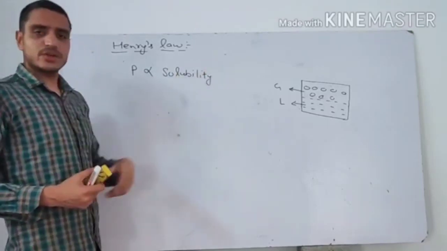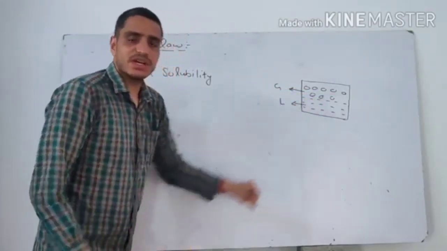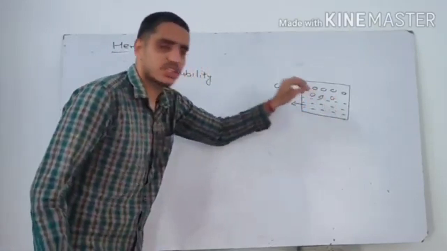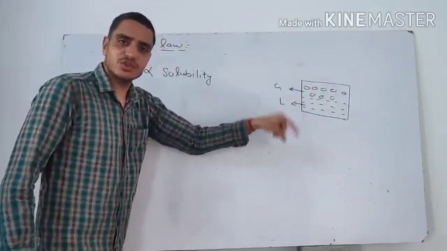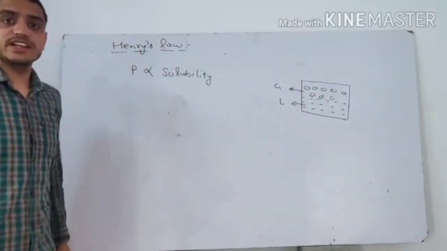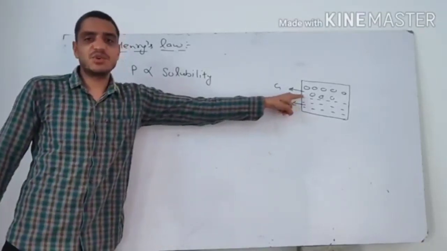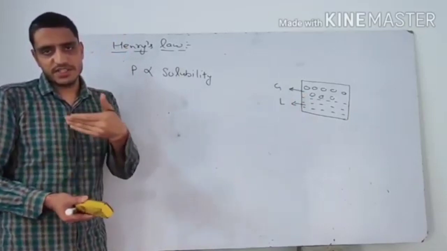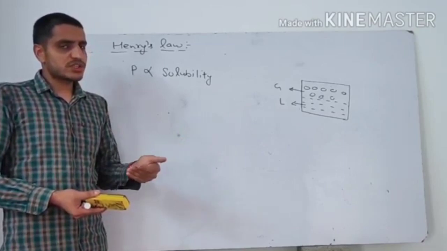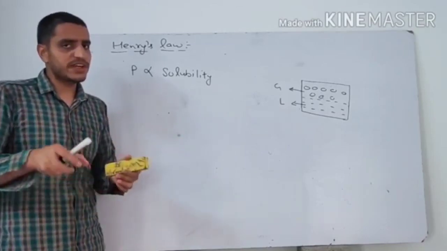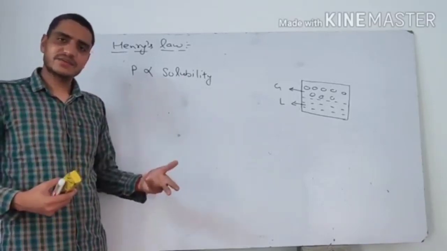So the solubility of a gas in liquid directly depends upon the pressure applied by the gaseous molecules on the surface of the liquid. The more the pressure applied by these gaseous molecules, the more of them will get dissolved in the solvent and the solubility of gas in liquid will increase. Repeating, the more the pressure applied by the gaseous molecules on the surface of the liquid in which they have to dissolve, the more molecules will get dissolved and hence solubility will increase.